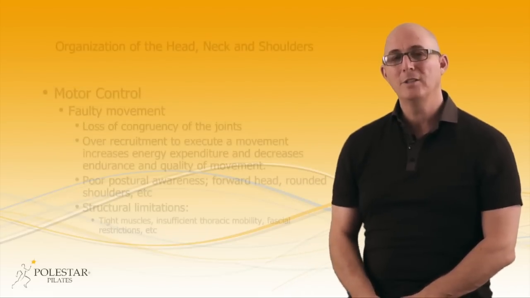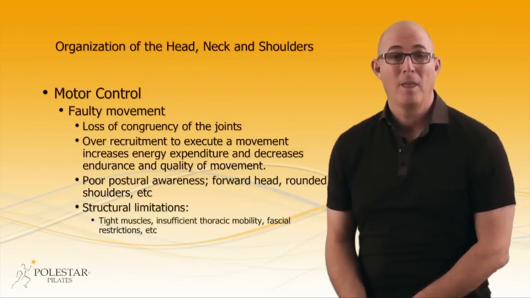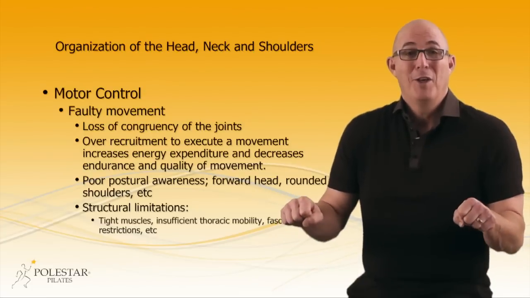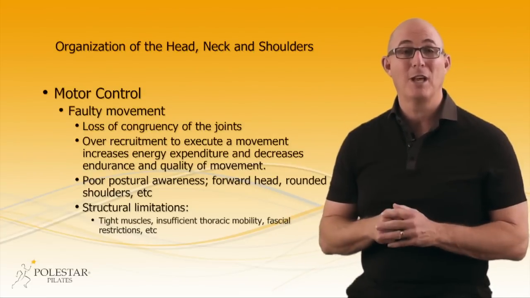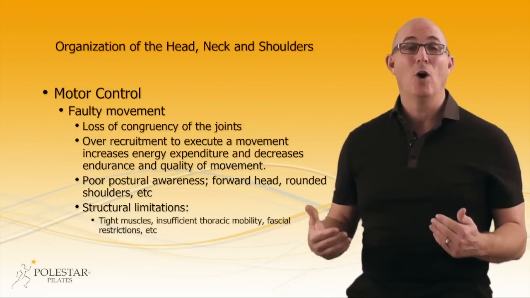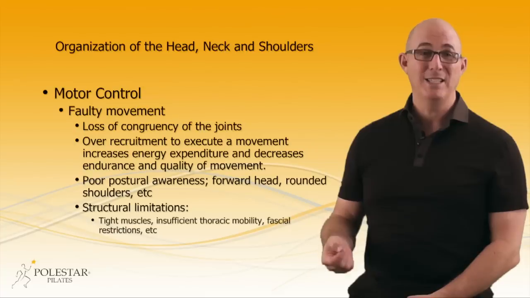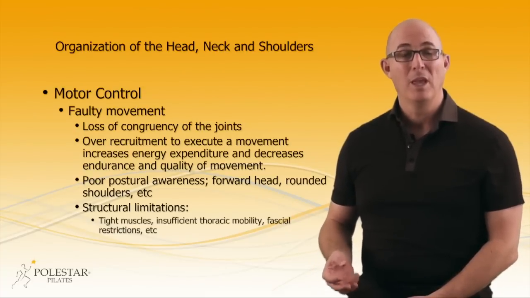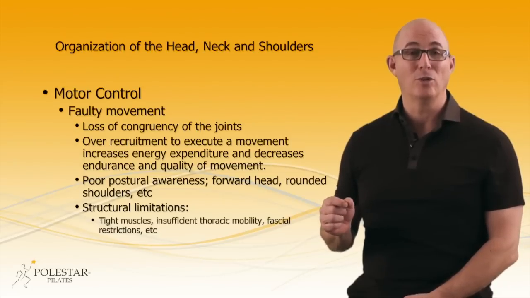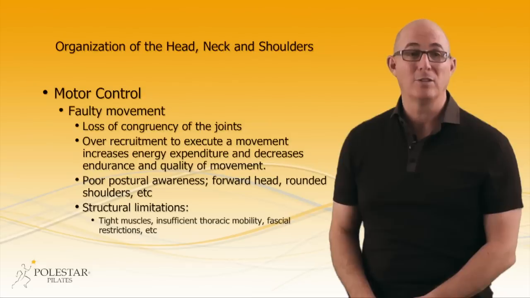So when we look at faulty movement, it can pretty much be defined as a loss of congruency. We could also look at over-recruitment to execute a movement, and that's what I was talking about, the novice learning to ride a bike, or if you think about the first time you learned to drive a stick shift and you were over-recruiting your muscles and shaking because you didn't know how to use less. So one of the things we often talk about is using as much as necessary, as little as possible. This is the formula for efficiency. And remember, I said the organization of head, neck, and shoulder is the eyes into the window of efficiency of movement and how we organize ourselves.